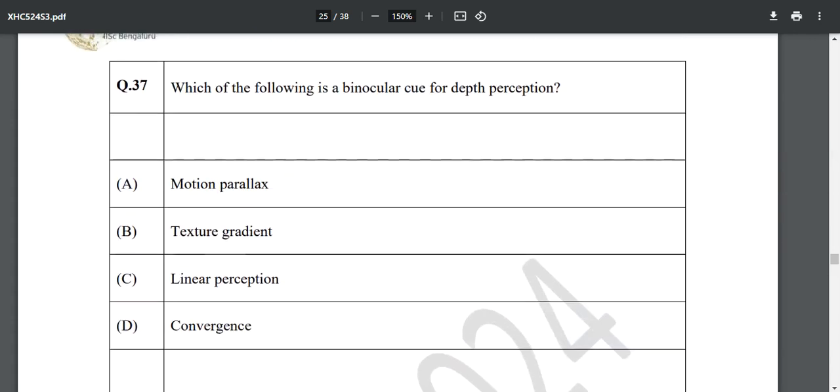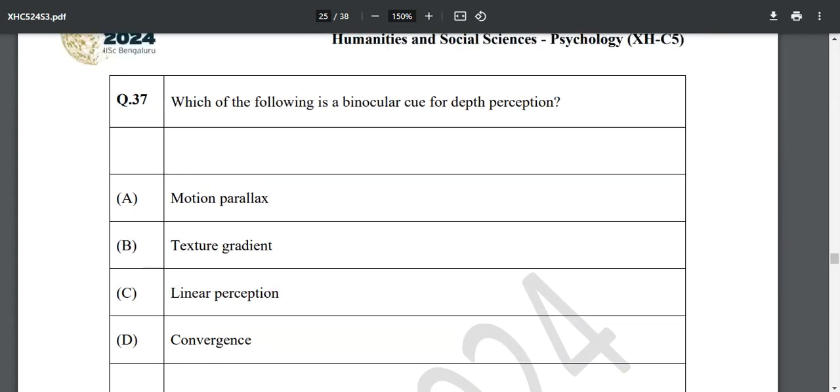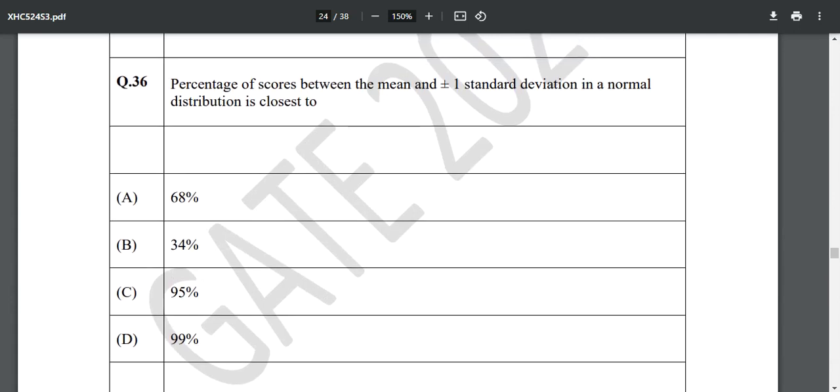Moving ahead, which of the following is a binocular cue for depth perception: motion parallax, texture gradient, linear perspective, convergence? Simply, convergence is the correct answer over here. The other three are monocular cues.